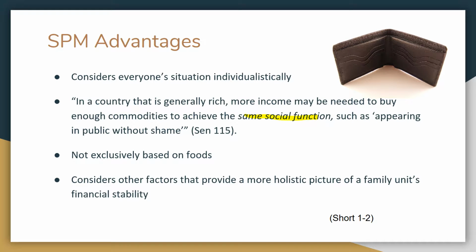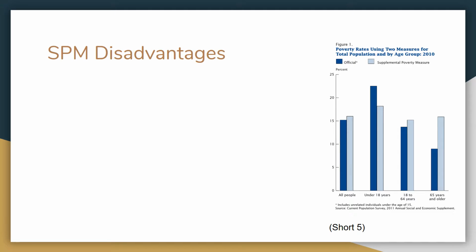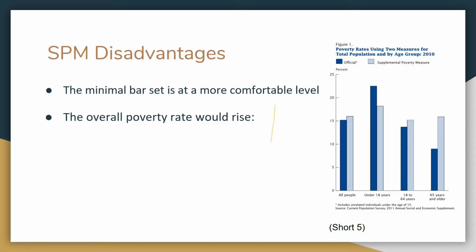And while the OPM standard of living has stayed constant since 1969, the threshold continuously adjusts. On the contrary, the SPM does generally set the threshold at a higher, more comfortable level. If the SPM was implemented, according to this graph from Short, the overall poverty rate would rise. If more people are deemed as impoverished, how will this self-fulfilling prophecy affect government support and communities? The SPM is also more difficult to measure.